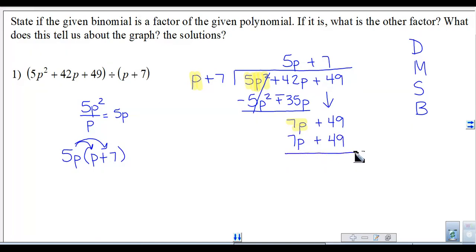I'm going to draw a line and I will subtract. So I will change both signs. The first term cancels and the second term cancels, meaning that I have no remainder. Because I have no remainder, it does mean that p plus 7 is a factor of this polynomial, and 5p plus 7 is the other factor.